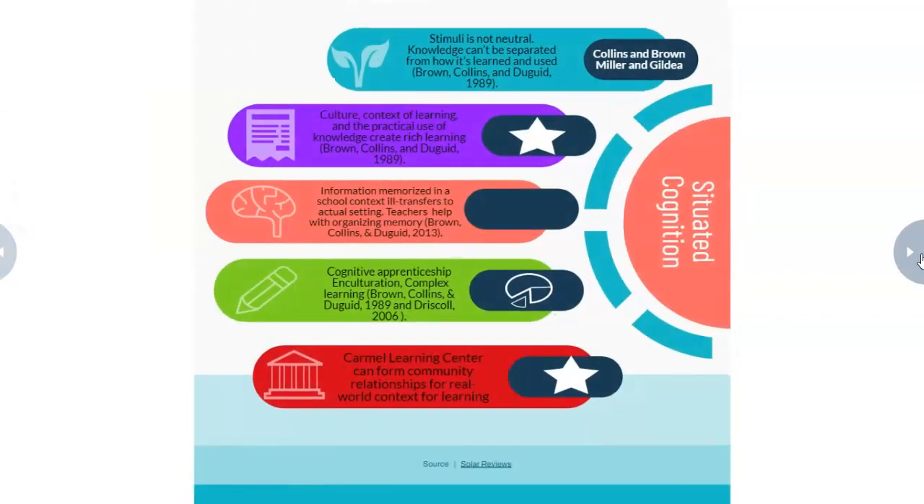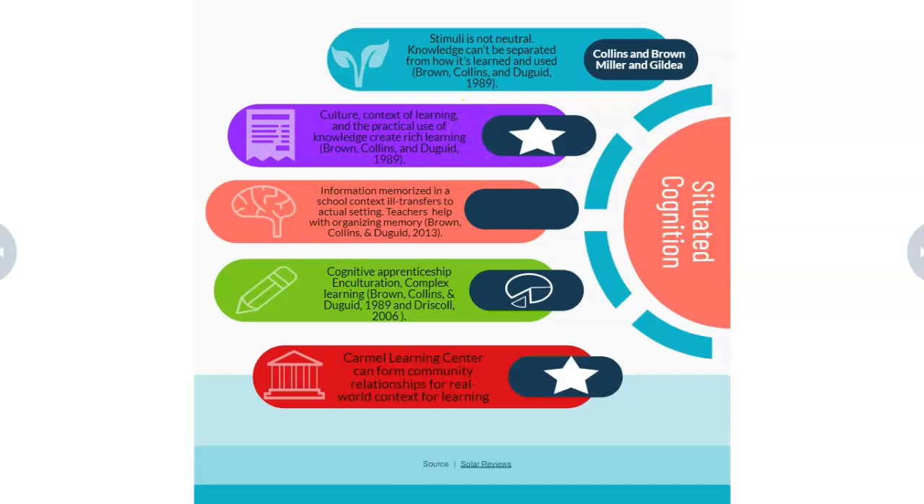Situated cognition is the next theory explained. We can see some prominent names. When we ask, how does learning occur? We realize that the stimuli is not neutral, that knowledge can't be separated from how it's learned and used, as cited in Brown, Collins, and Duguid.